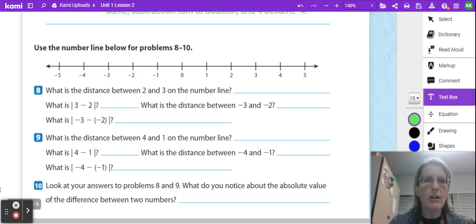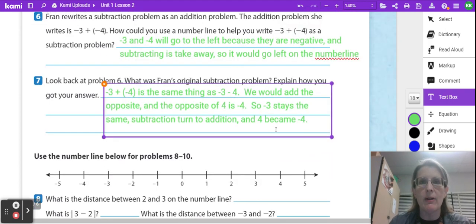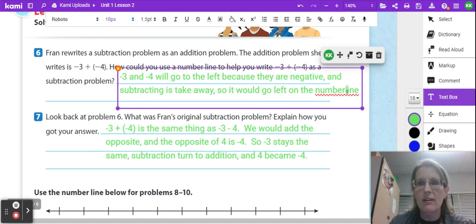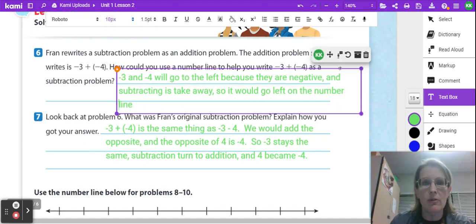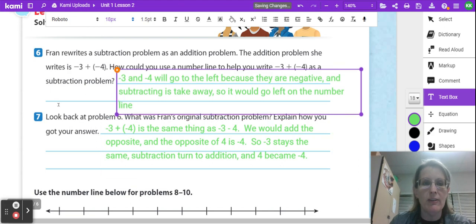So now we're looking at questions 8 and 9, and Mr. Clausen came in and distracted me, so I realized I had not shown you what I had for my answers. So go ahead and pause the video if you need to and check your answers with mine for 6 and 7.